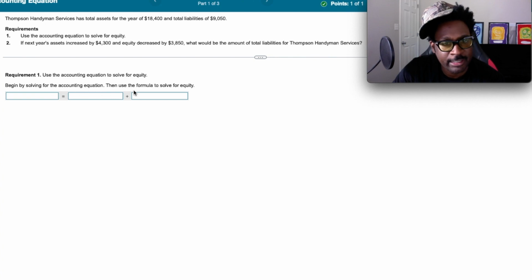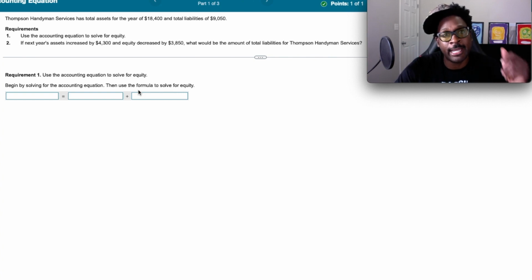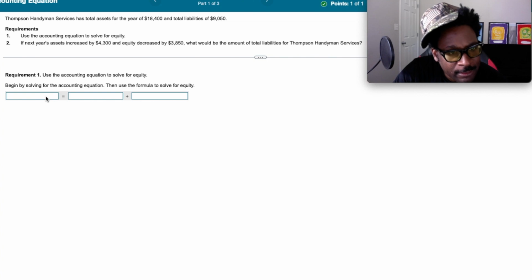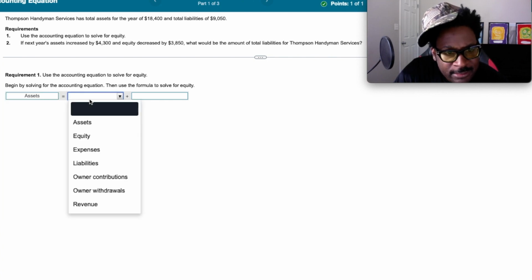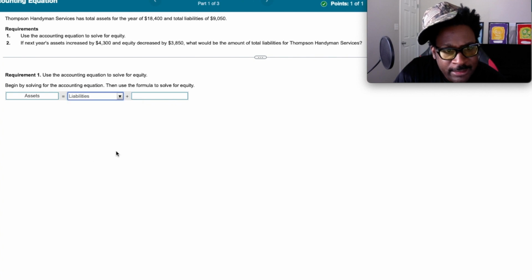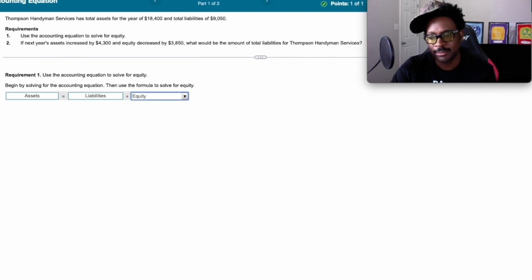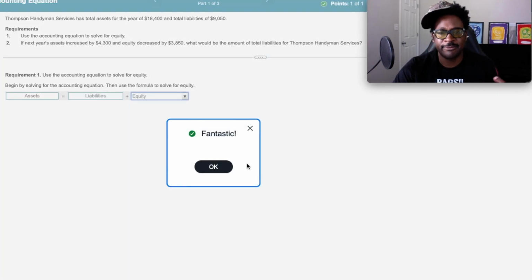Begin by solving the accounting equation, use the formula. So we know the formula, gang. The formula states that at any given time, our assets will always equal the dollar value of our liabilities plus stockholders' equity. So, this seems pretty straightforward. Assets equals liabilities plus stockholders' equity. We're going to check this answer. Fantastic.